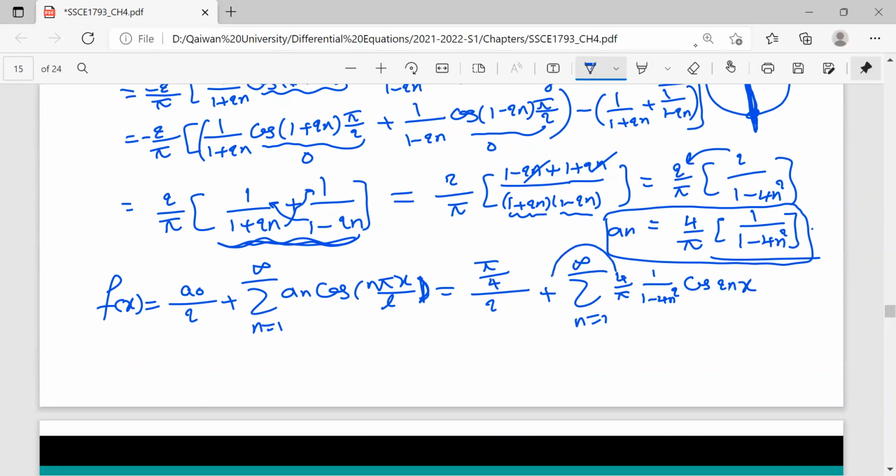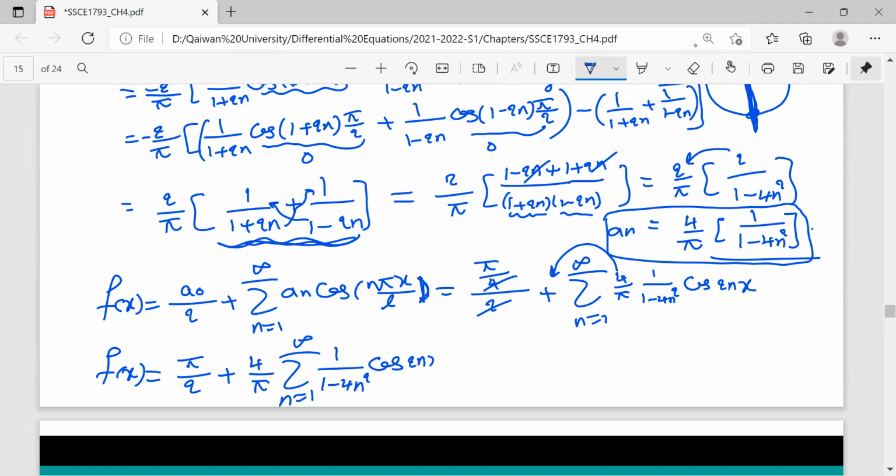And you can take this 4 over pi out of the summation. We get pi over 2 plus 4 over pi, the summation from n equals 1 to infinity of 1 over 1 minus 4n squared cosine 2nx. This is f of x. This is the Fourier series which is required. Let's compare.